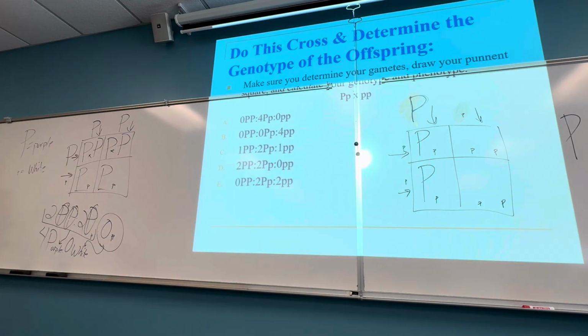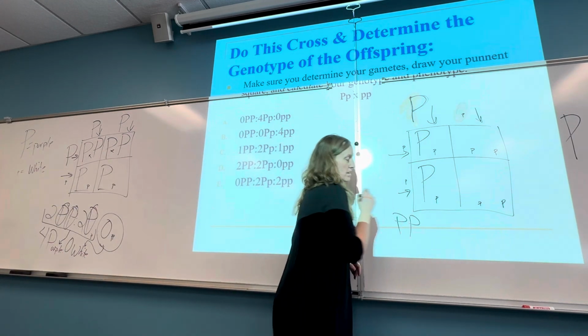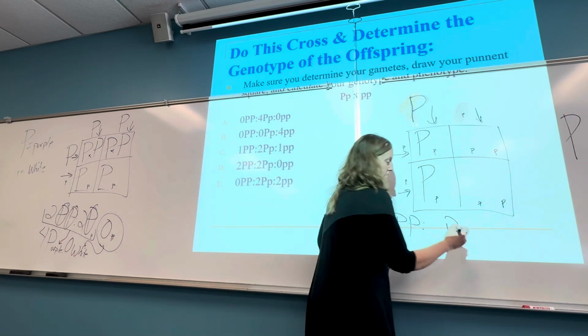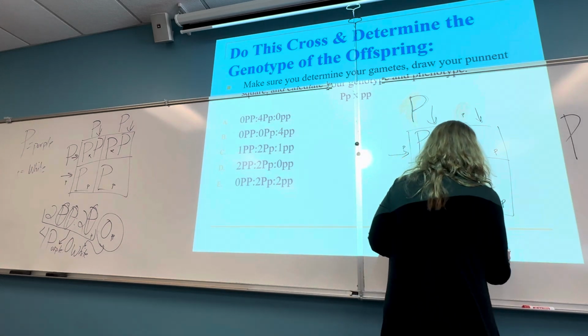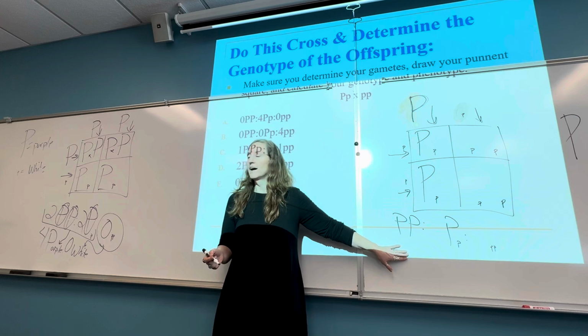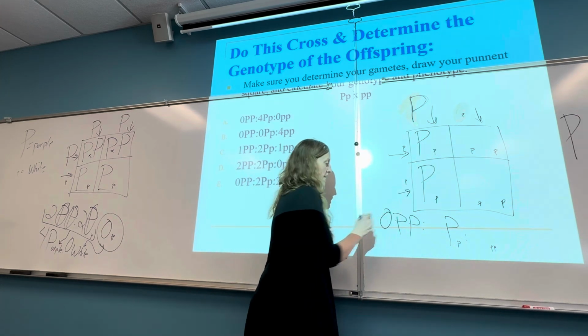We are going to set our genotypic ratio by putting homozygous dominant first, then heterozygous, then homozygous recessive. How many homozygous dominant do we have for our offspring? 0. Right, we don't have any.